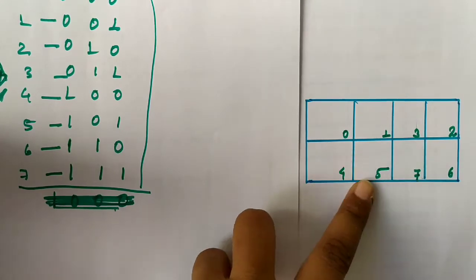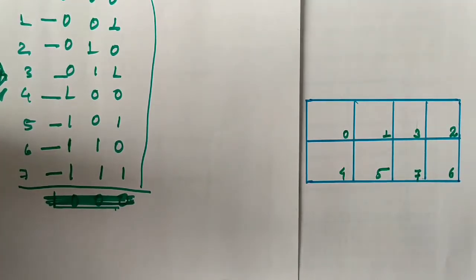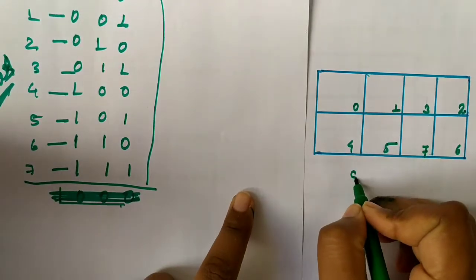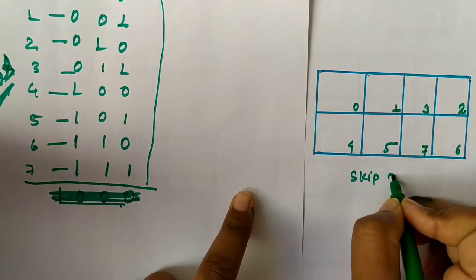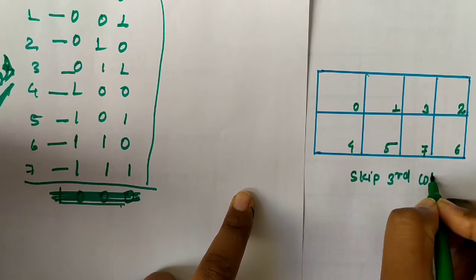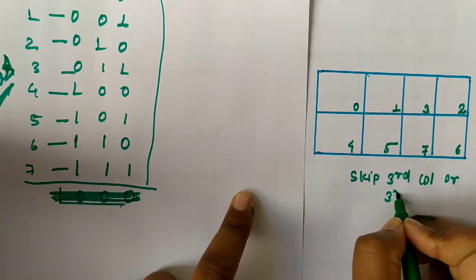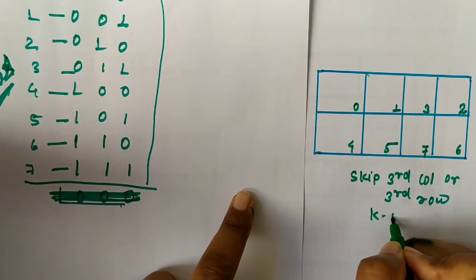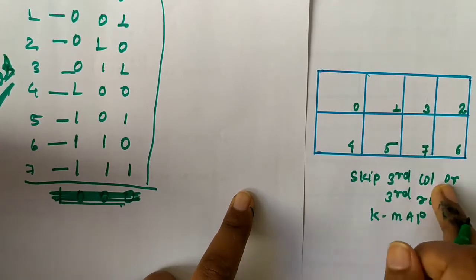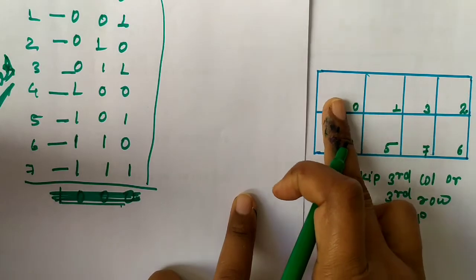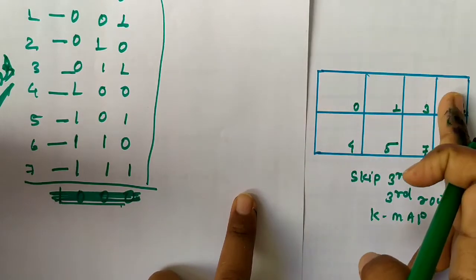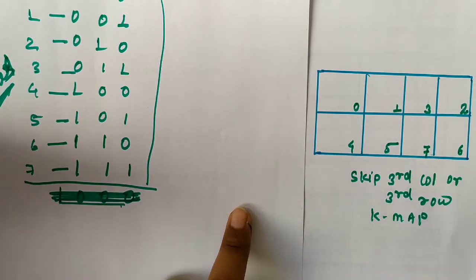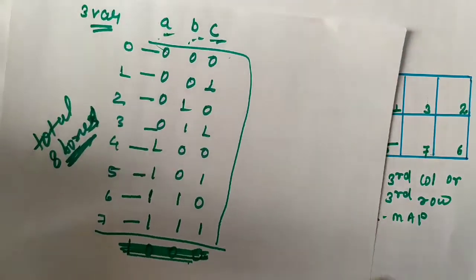This is the value of three variable K map. Clear that? In that way skip the third column or third row in K map. Third row, third column we have to skip. So 0 1, then 2, then 3, 4 5 6 or 7. So this is the value.